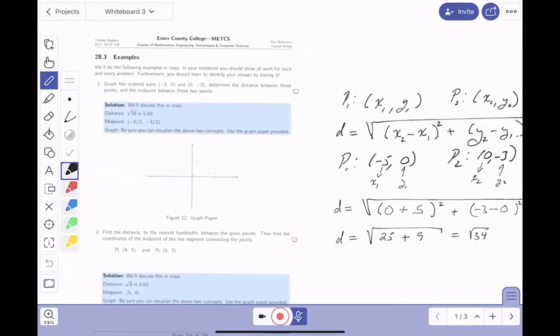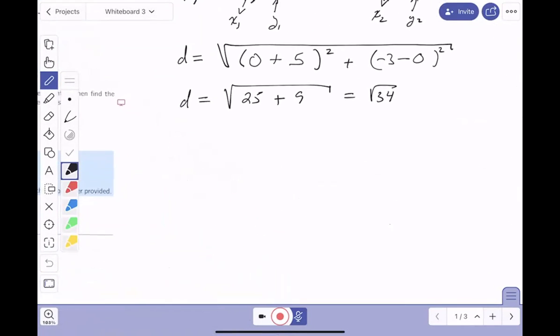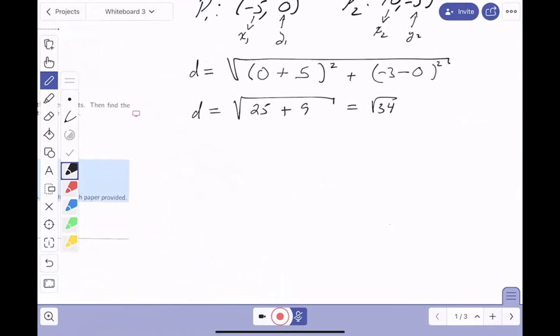They said graph it. We haven't done that yet. We'll get there later. Determine the distance between the points. Did I do that? Yep. And the midpoint. I didn't do the midpoint yet. Let's do midpoint. And what's midpoint going to be? I'll write this over here as midpoint.